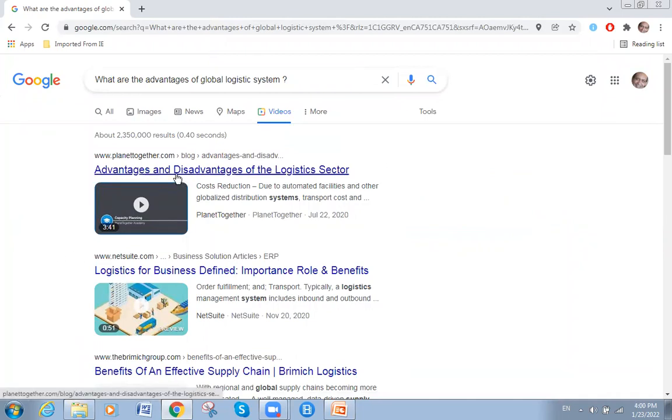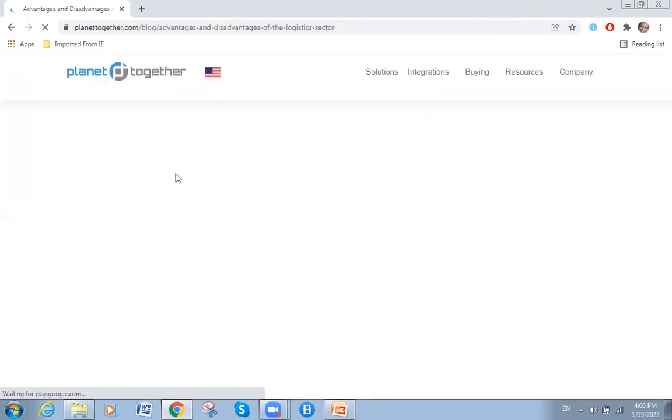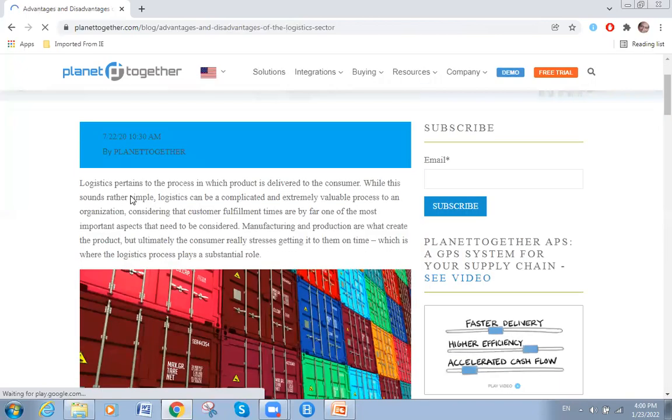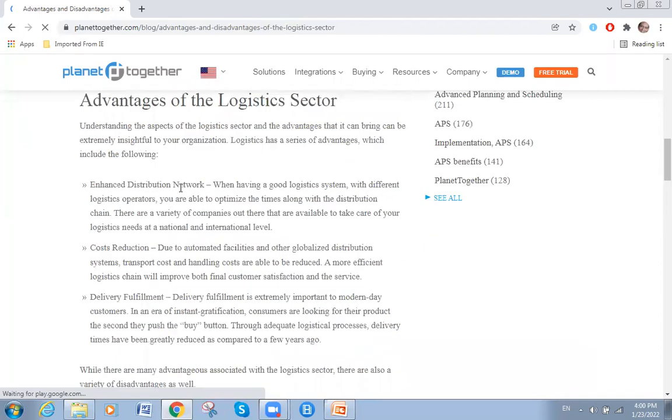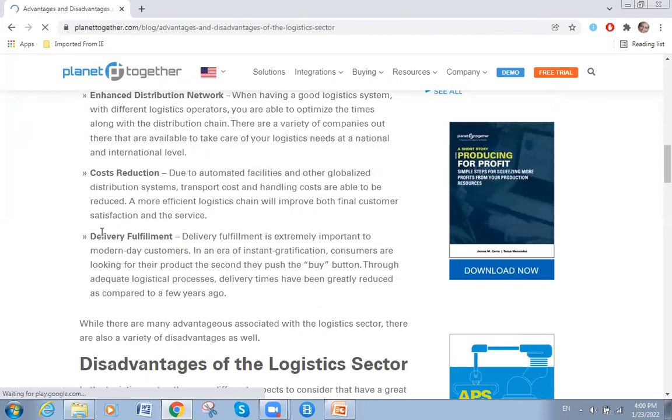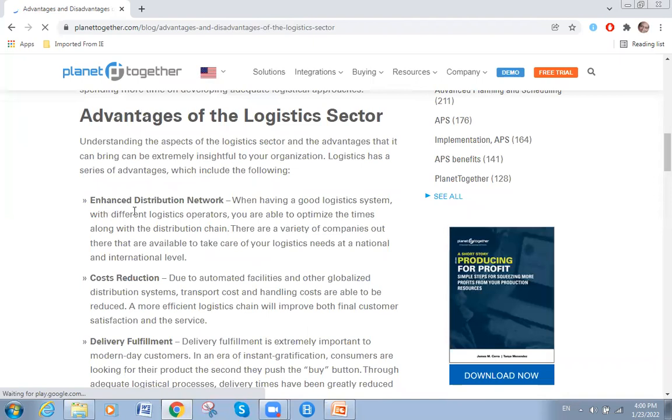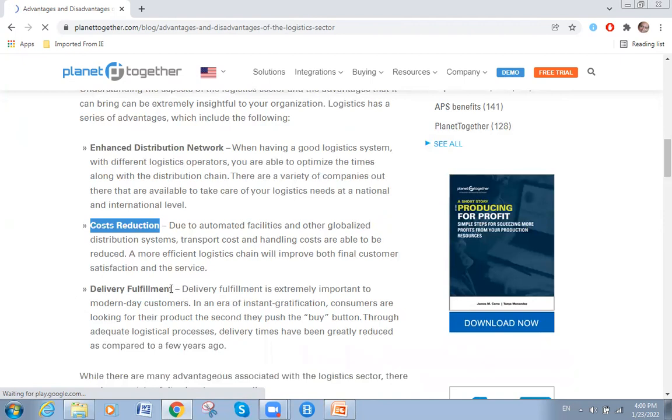Let's see this one. This is also not very long and at the same time short and might give a quick answer for advantages of the logistics system here. Cost reduction, enhancing distribution network, reducing the cost, and delivery fulfillment.